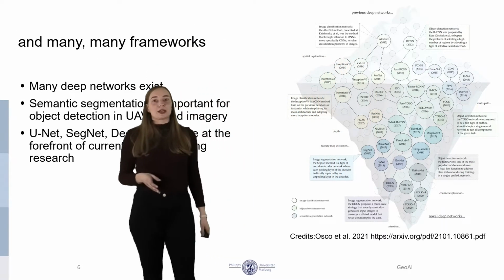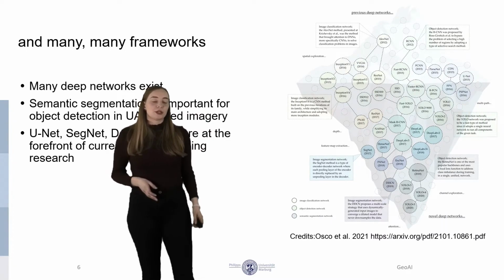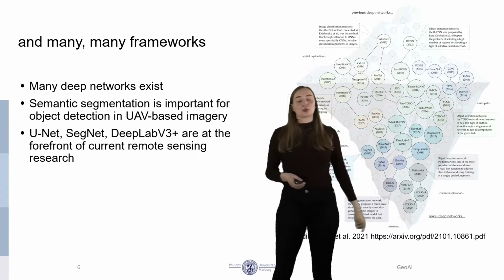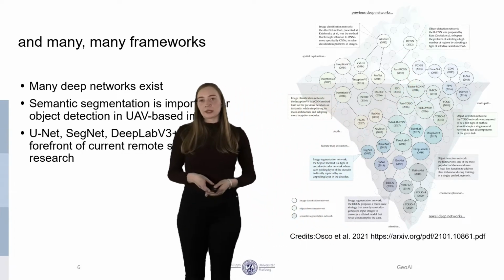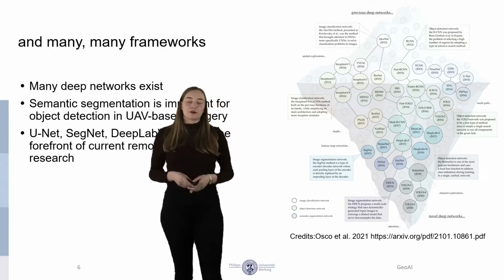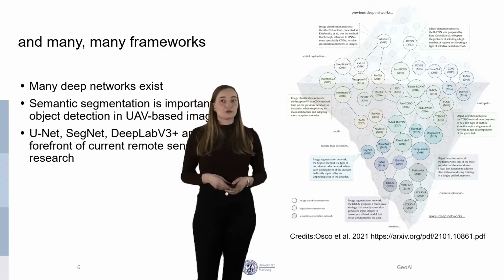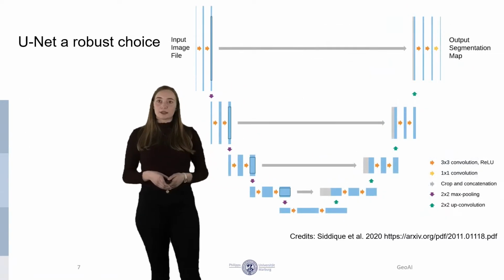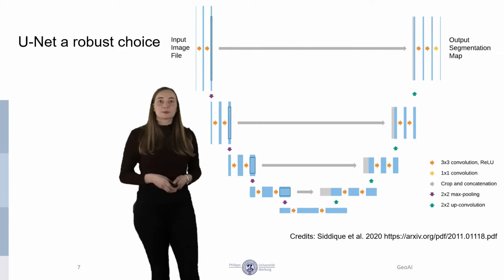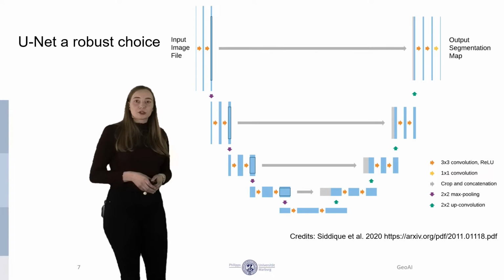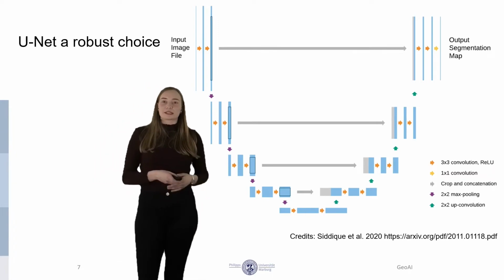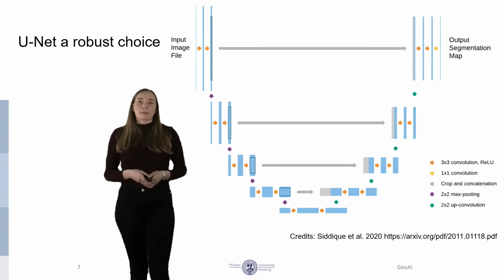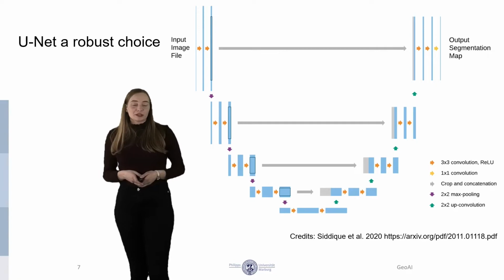To do this, we can choose from a lot of frameworks. We can see here in this corner of the image the UNet, which we will use in this course. But there are a lot of other frameworks that could be used for this task too, for example, SegNet or DeepLab. The UNet is a robust choice for us because it has been proven to do good semantic segmentations in the field of image classification, and it has a somewhat special structure.